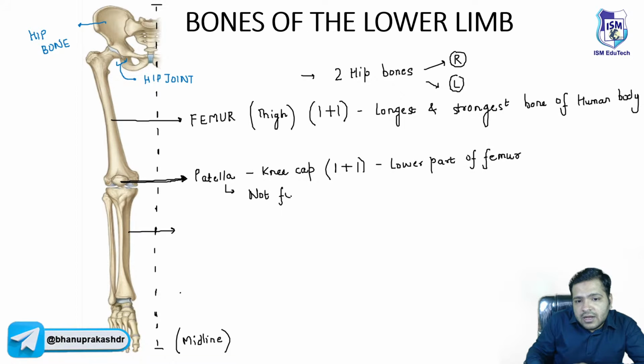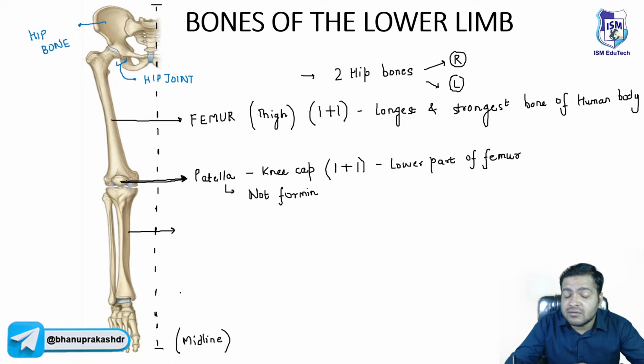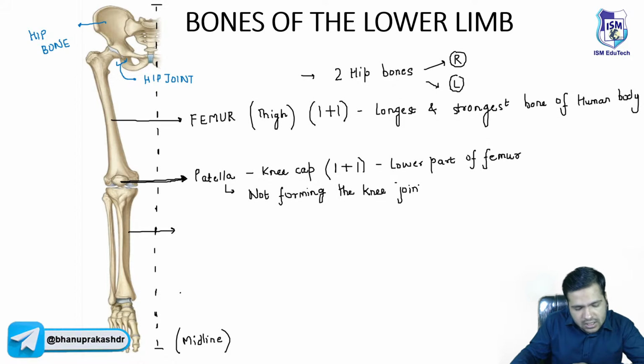I will be coming to the point that the knee joint is formed by femur and tibia. The actual, true knee joint is not formed by the patella. So the concept should be very, very clear. It is not forming the knee joint. Yes, everyone is right. The true knee joint is formed only by the femur and this bone.